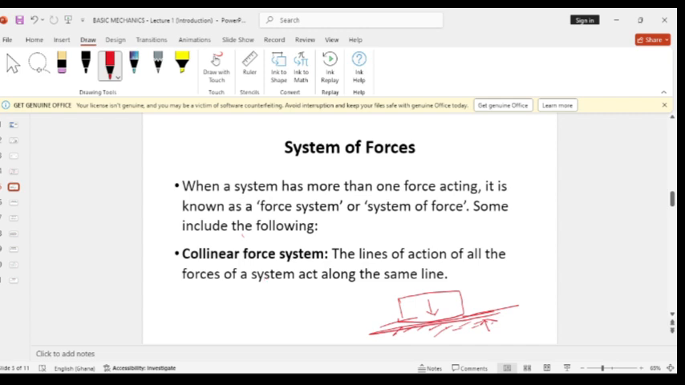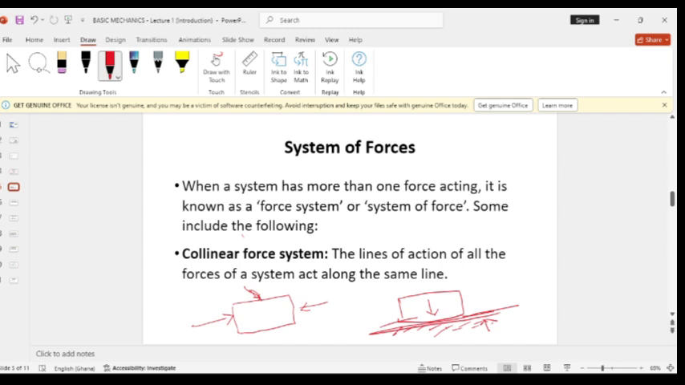So as I was saying, when a system has more than one force acting, it is known as a system of forces or a force system. So let's say I have this shape here, this same rectangle. I have one force acting this way, then I have another force acting that way. This gives me a system of forces because I have one force here, I have another force here. There are also situations where I might get another force acting this way, right?